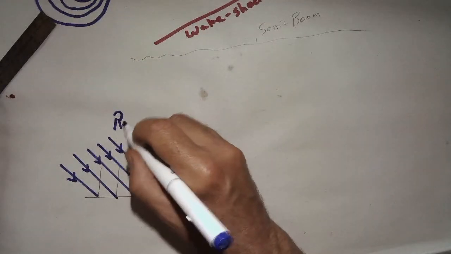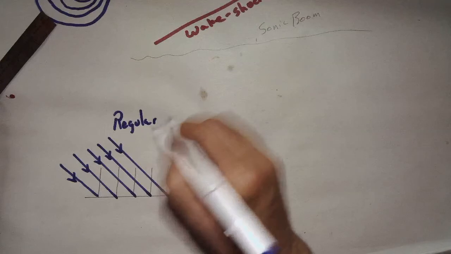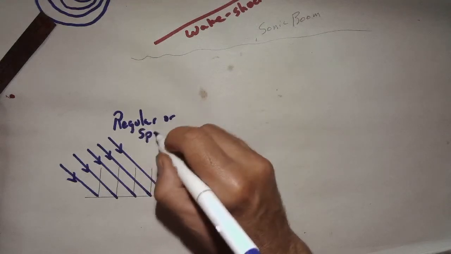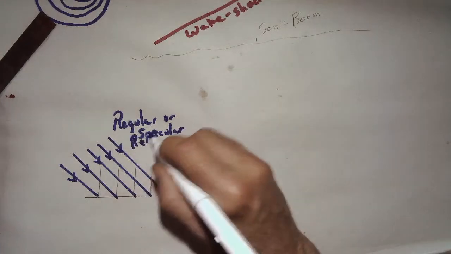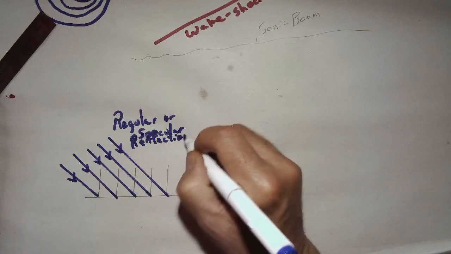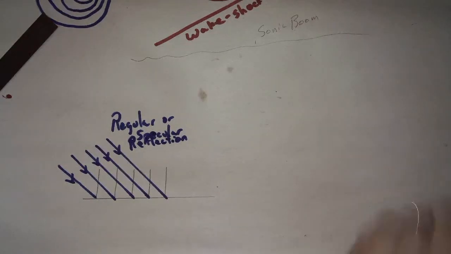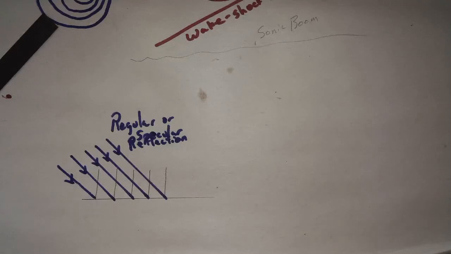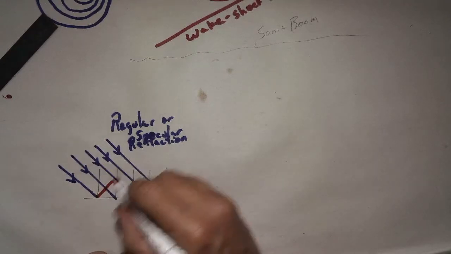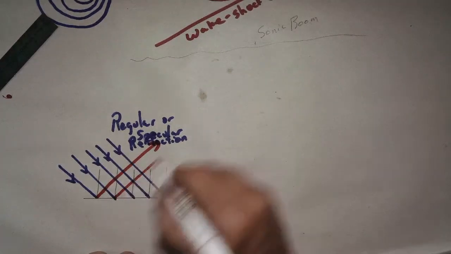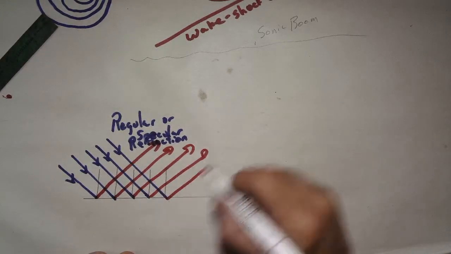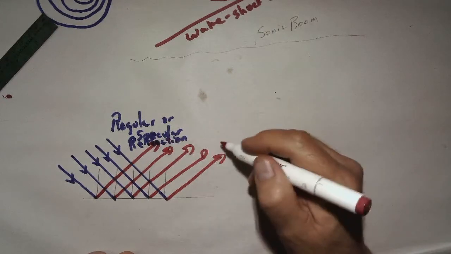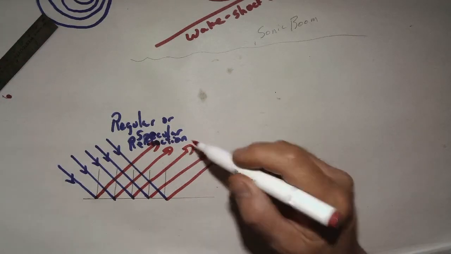This is regular or specular reflection. So what are the outgoing rays of light going to look like? Well, I'll draw this quick. I think I can do that nice and easy. They're all going to be parallel with each other, and that means you'll see a reflection. So that's like a mirror.